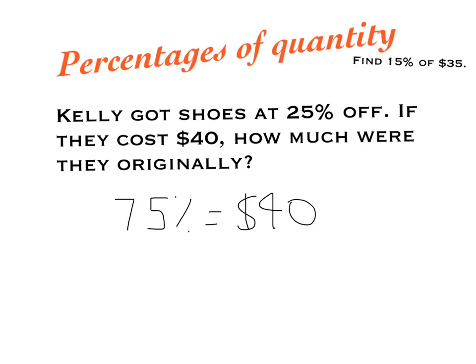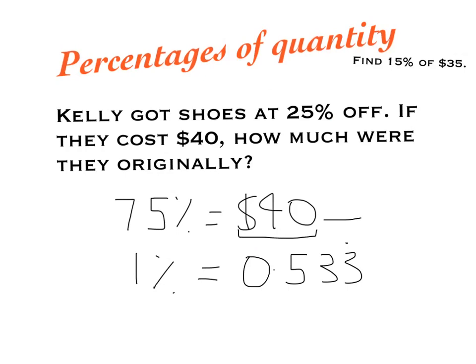If 75% was $40, I need to find out what 1% is. And if I divide 40 by 75, I get a tiny number, 0.53 reoccurring. I don't delete that from my calculator. I'm not deleting it for the time being. That's 1%. So 75% was $40. So I took 40 and I divided it by 75, and that got me that number there.